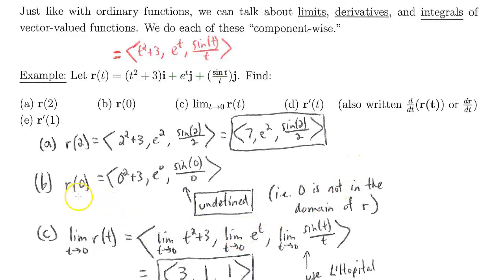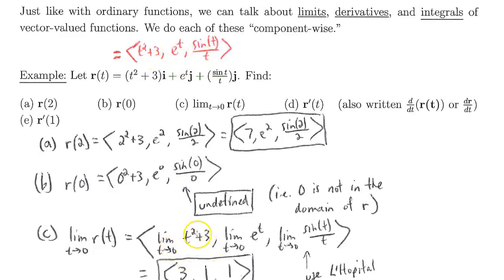But r of 0 is not defined, so what about r of t if we let t approach 0? In other words, what's the limit as t approaches 0 of r of t? r of 0 is undefined, but we can look at r of t and let t approach 0. So how do we do this? Well, we take the limit within each of these components. The limit as t approaches 0 of t squared plus 3, the limit as t approaches 0 of this and of this.